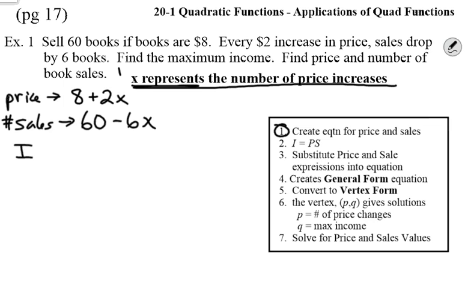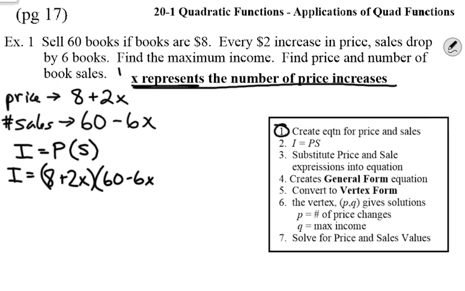Income, how much they bring in, is the price of the item times however many sales they get. So we, in this case, know that our price is 8 plus 2x times the sales, which is 60 minus 6x. There's our equation. Price times sales is how much you bring in. You now need to FOIL into your equation to get the general form.